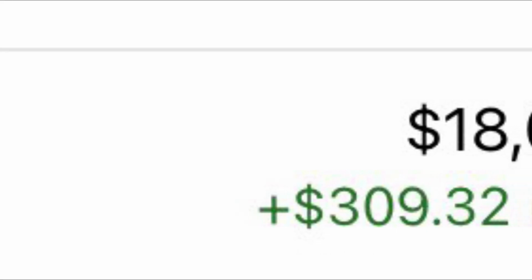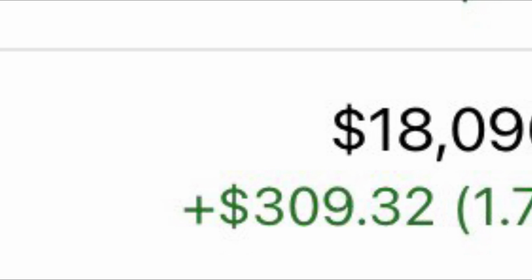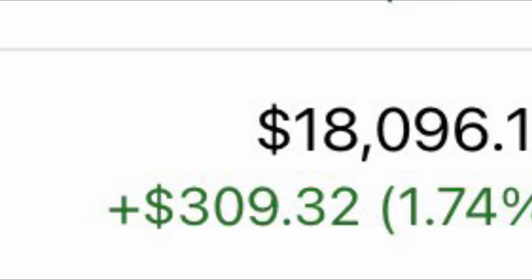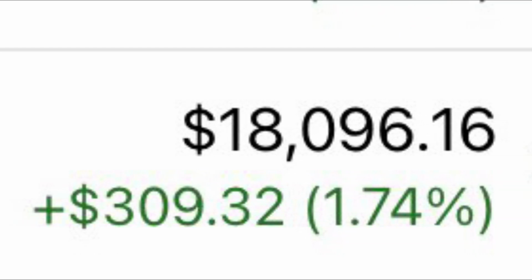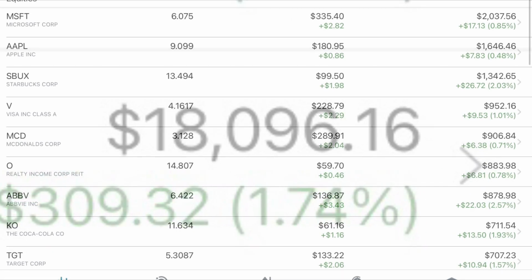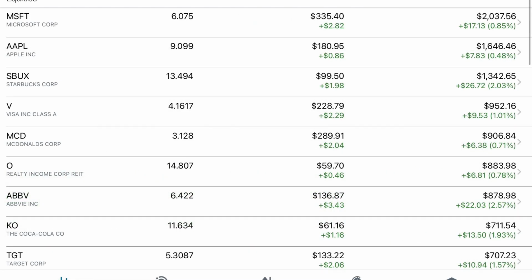Currently, our portfolio value is sitting a little below where it was last month, currently at $18,096. It's been around this $18,000 mark for the last few weeks, a little under. Market valuation has been a little volatile recently.